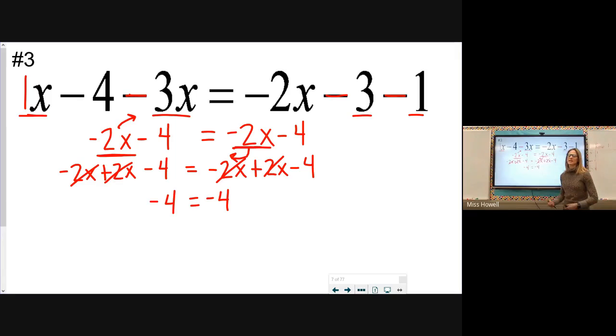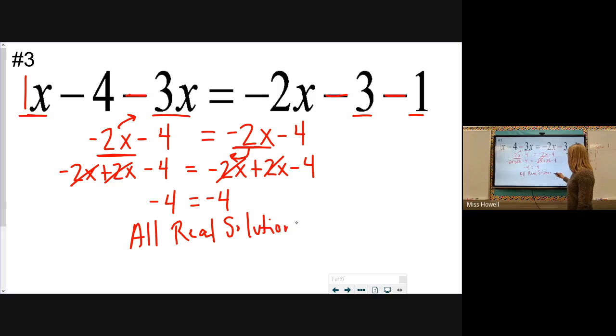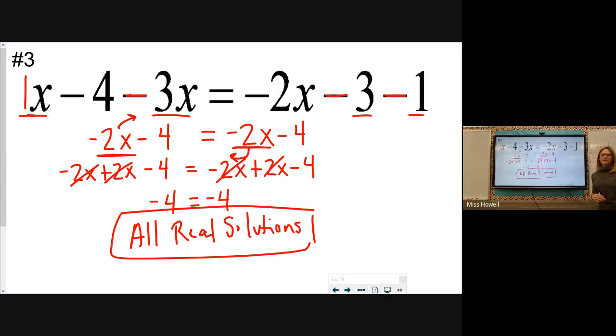So since negative 4 does equal negative 4, our final answer is actually that all real numbers are solutions. So all real solutions. Please do not just leave it as negative 4 equals negative 4, right? You need to identify what works for the value of x in this case, which is any real number. All right, number 4. All right, 3 minus 5b plus 2b equals negative 2 minus 2 times 1 minus 1b.